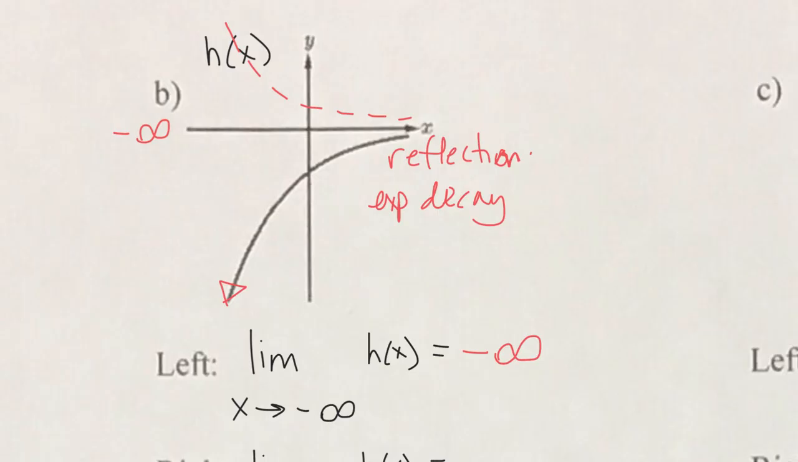And then on the right side, what are our y values trying to approach? 0, which is the horizontal asymptote for our graph. So we're either going to infinities or we're approaching a horizontal asymptote. Those are your options.